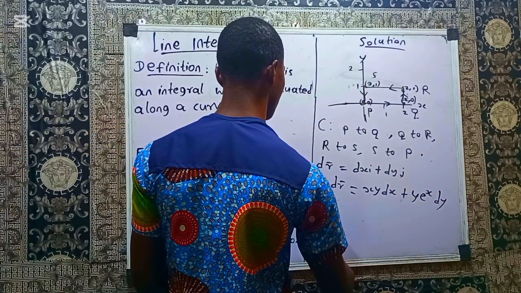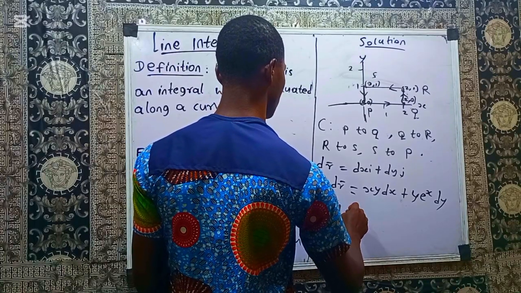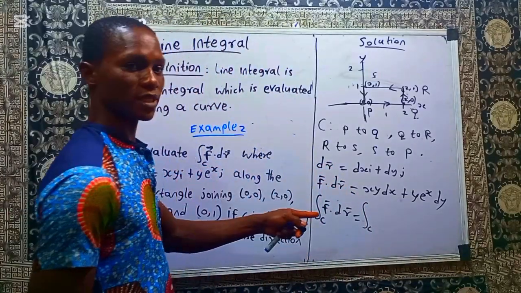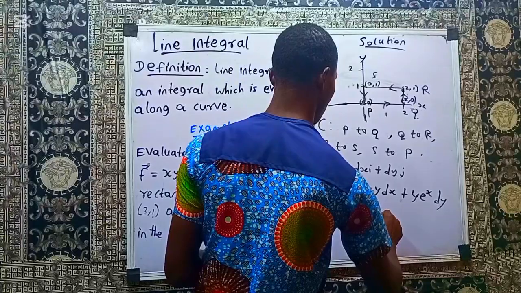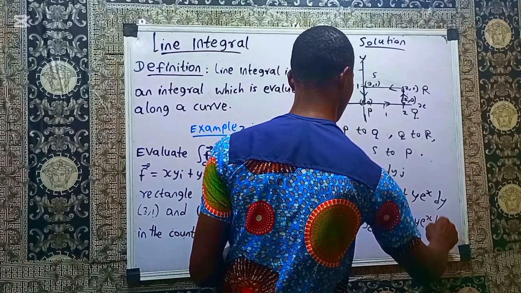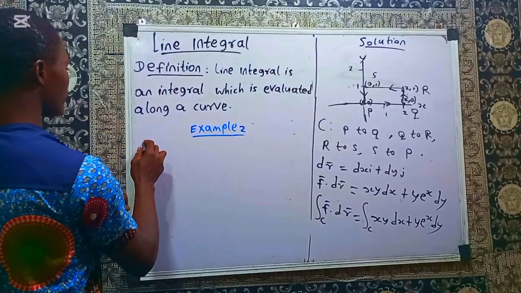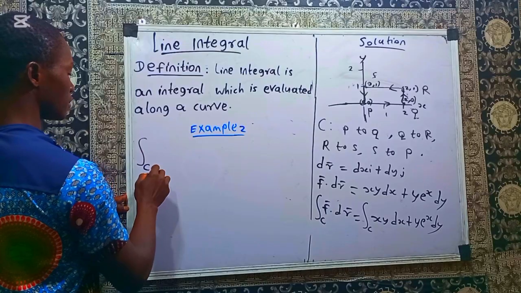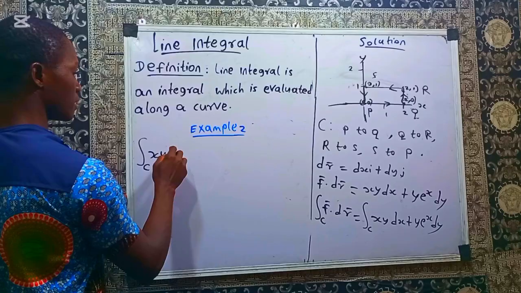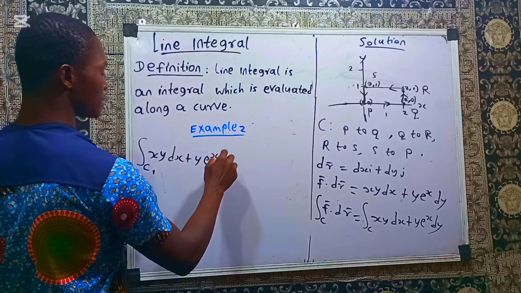So the integral over c of F bar dot dr bar will be equal to the integral over c of, what do we get in our dotting? We got xy dx plus y e^x dy. So this is now what we have. So we are going to have the integral over c1 of xy dx plus y e^x dy.